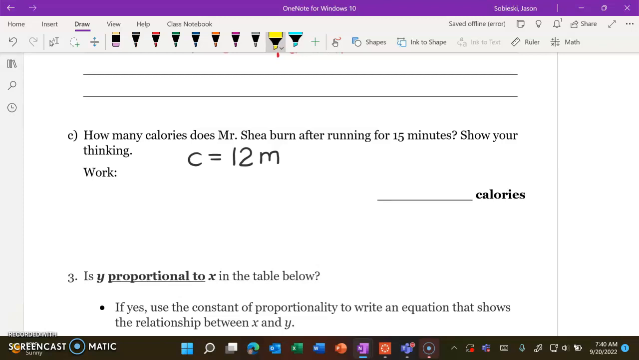We know that he's going to be running for 15 minutes, so we're going to put a 15 in for M. So, this should stay at 12. And instead of M, we're going to replace that with a 15. All right. And then 12 times 15 should give us 180. So Mr. Shea could burn 180 calories in that amount of time.